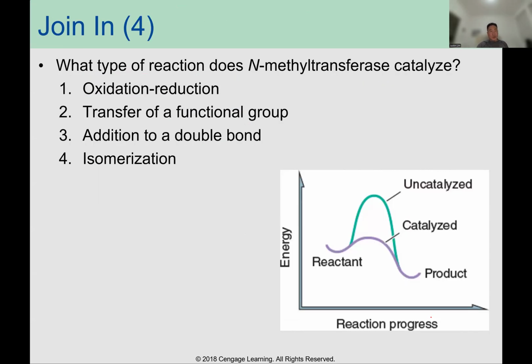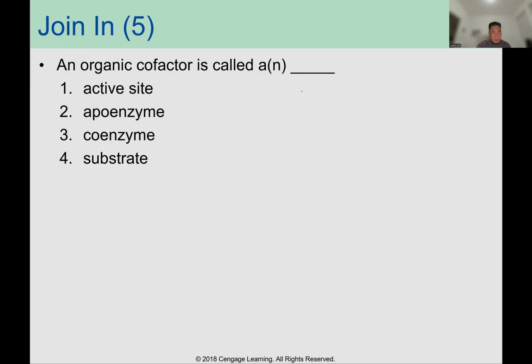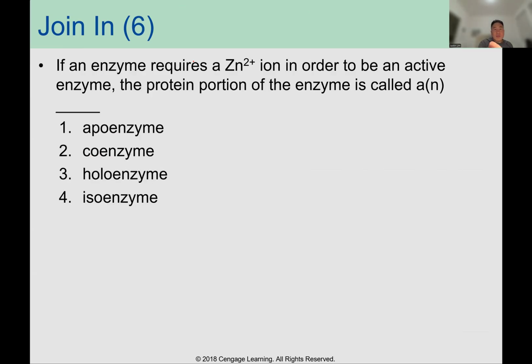Okay, let's do problems. What type of reaction does N-methyltransferase catalyze? That's transfer of functional groups. You can see this one as a hint. Also, what is an organic cofactor called? That's a coenzyme. If an enzyme requires zinc ion in order to be active, the protein portion of the enzyme is called the apoenzyme.